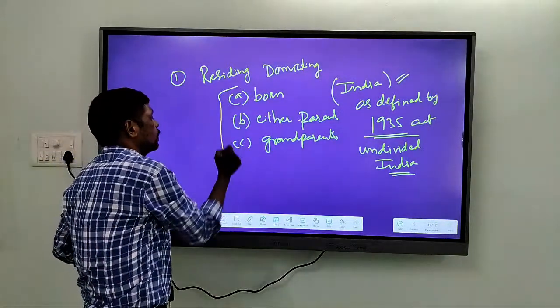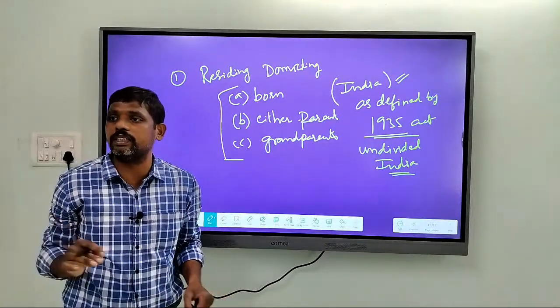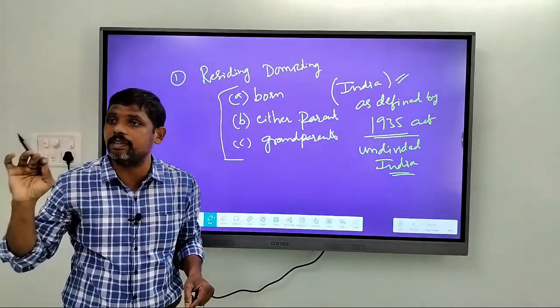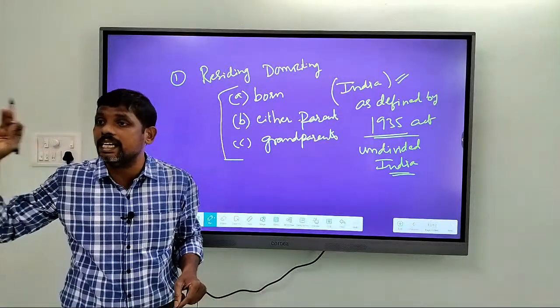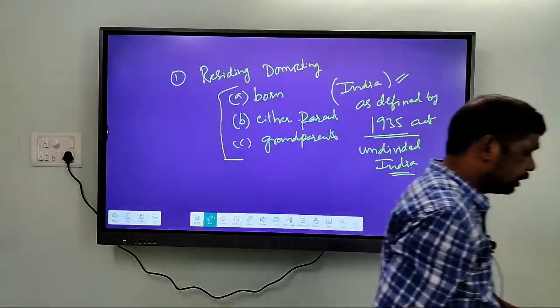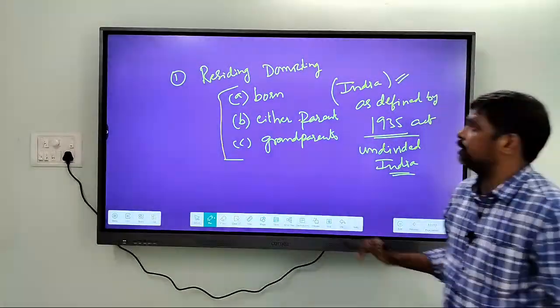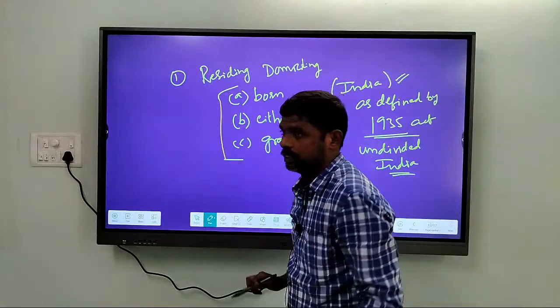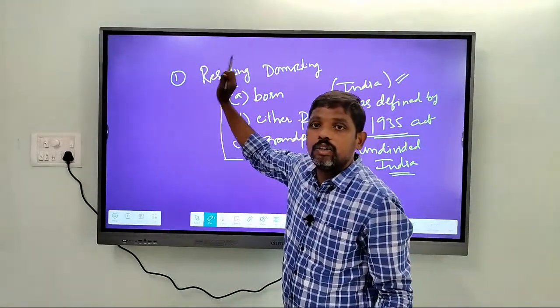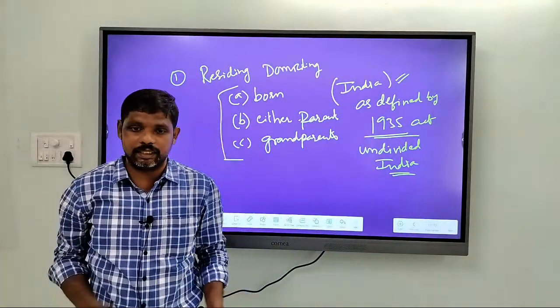Without which it is not possible for the individual to be called an Indian citizen, right? So this is the first condition, the one who is residing or domiciling in India. They are called Indian citizens, right?